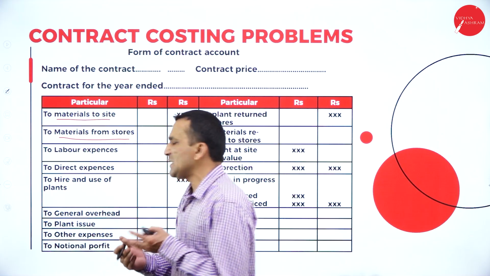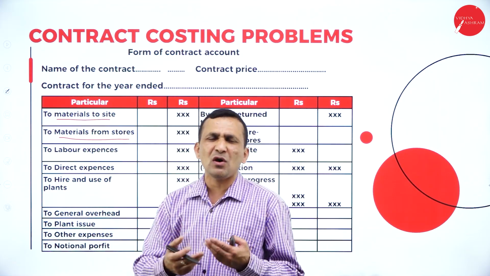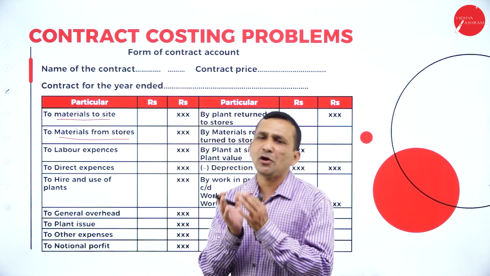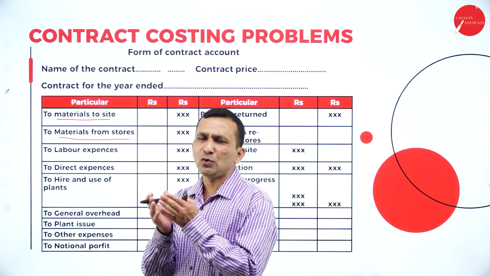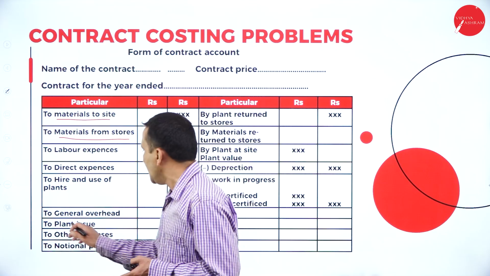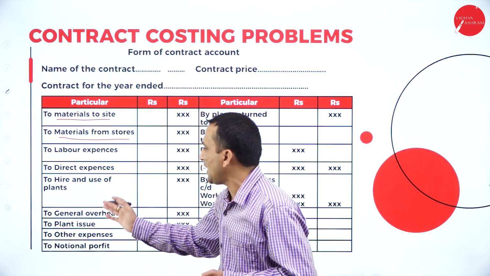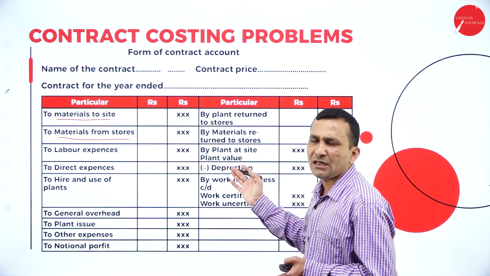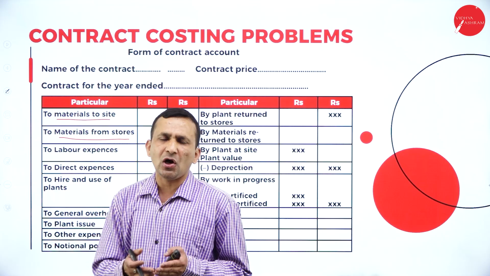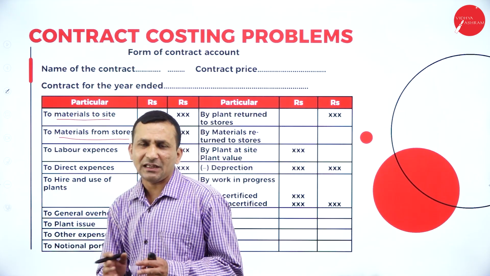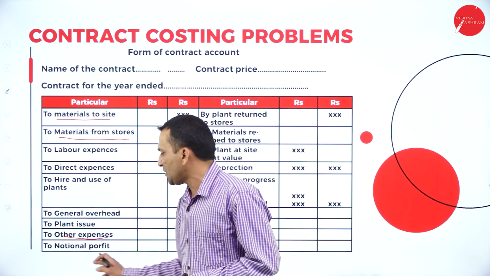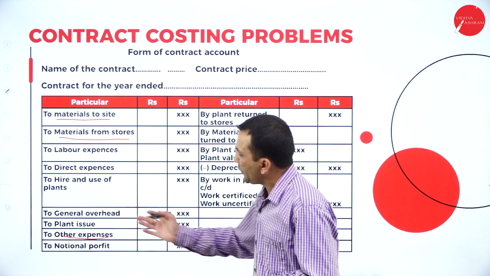Next one, general overheads. Direct expenses or general overheads are whatever is related to the construction work expenditure. And plant issue: whenever you send plant or machinery to the site, you need to treat it as a related expense. After usage, you have to subtract the depreciation. When we write this depreciation, we need to know that each contract year will be closing; each year they prepare a contract account. And other expenses.